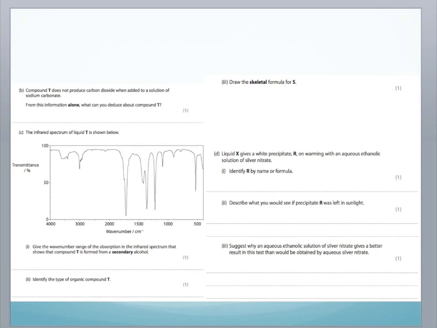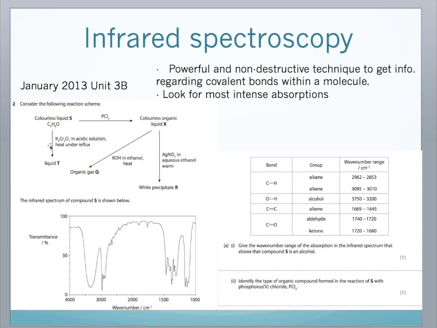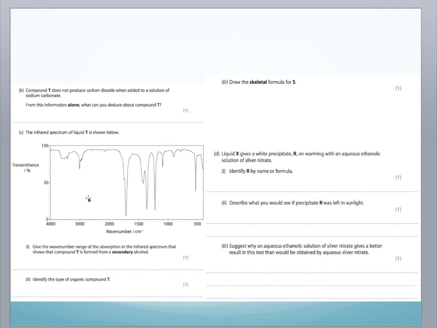So then it goes to say compound T does not produce carbon dioxide when added to a solution of sodium carbonate. From this information alone, what can you deduce about compound T? So let's go back and look at compound T here, and we have an alcohol, and we know that primary and secondary alcohols oxidize further, whereas tertiary don't. We can say that it is not a carboxylic acid, or it's not acidic.